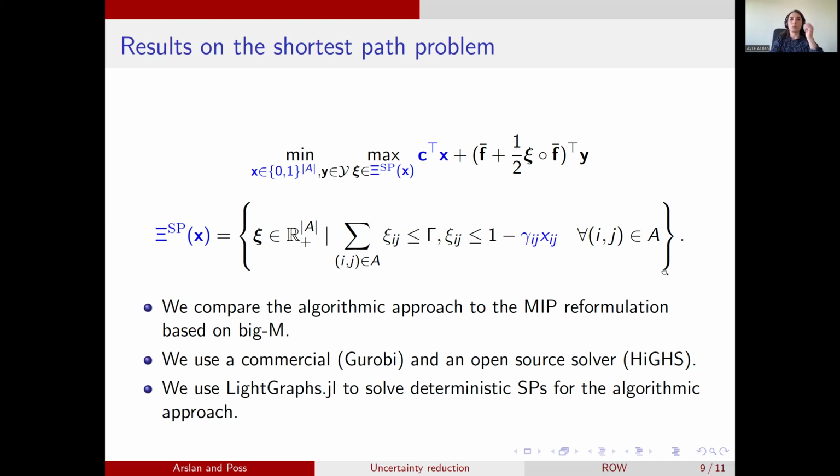So on this problem, we compared our algorithmic approach to the mixed integer programming approach based on the big M reformulation, because we realized that on this problem, the big M reformulation and the reformulation that we proposed had the same linear relaxation value, and the big M formulation had fewer variables, so we didn't actually test the second formulation. And then we did the tests both with a commercial solver and an open source solver. The commercial solver was Gurobi and the open source solver was HiGHS. And to implement our algorithmic approach, in order to solve the shortest path problems, we used the LightGraphs package of Julia. So everything was coded in Julia.